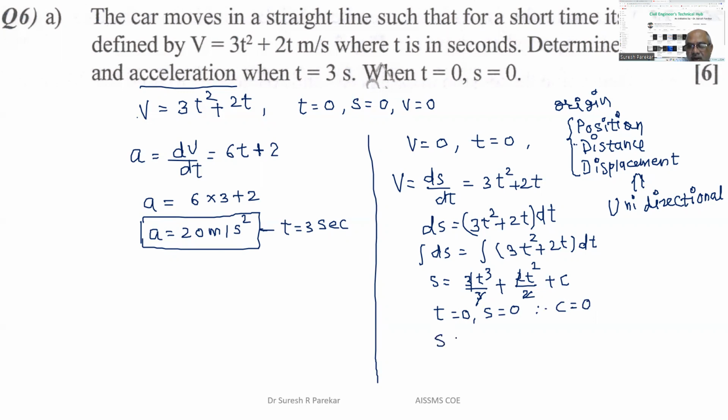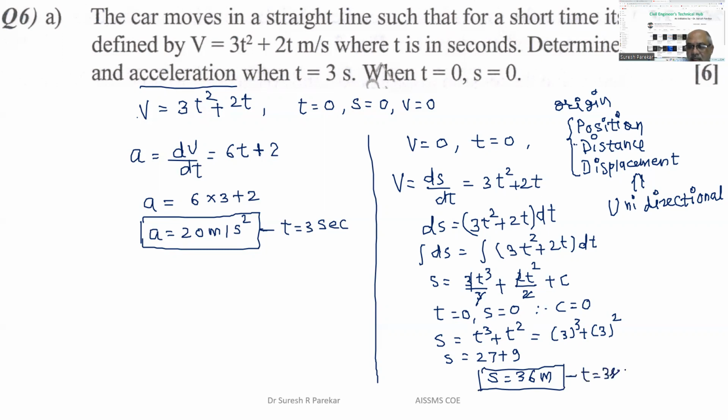And therefore the equation of s is t cube plus t square. From this, we get 3 cube plus 3 square. Then s equal to 27 plus 9, and that is 36 meter, which is the position, at t equal to 3 seconds. You can write here position, and above, you can write acceleration.